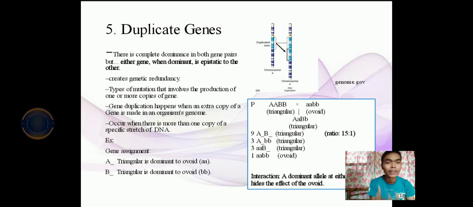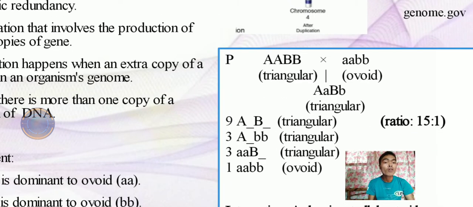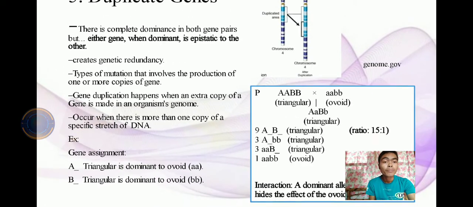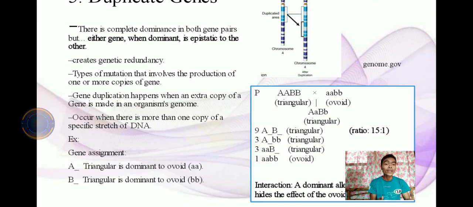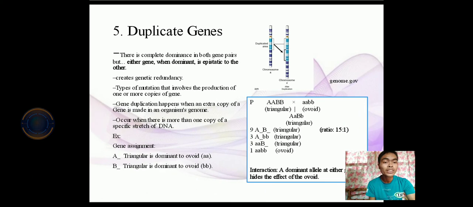Dominant B, again, triangular. Look at the parents. Diba? They are heterozygous dominants. Now, the effect is their ovoid kasi heterozygous recessive sila. May homozygous recessive A, may homozygous recessive B. The interaction there is that a dominant allele at either locus, when dominant, hides the effect of the ovoid.